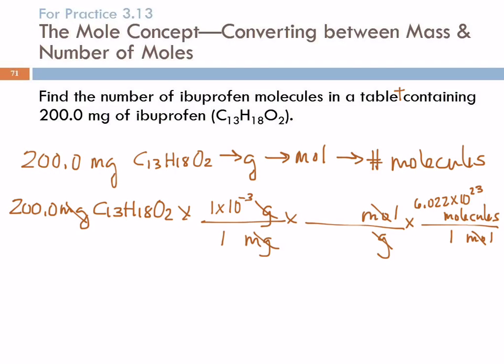Moles and grams. What number is that? It's the molar mass. We have to calculate it. So I'm going to do it the way I would like you to write it down when you show your work. We don't have to put all those units into this one because it's kind of a standard calculation. So 13 times the mass of carbon plus 18 times the mass of hydrogen plus 2 times the mass of oxygen.